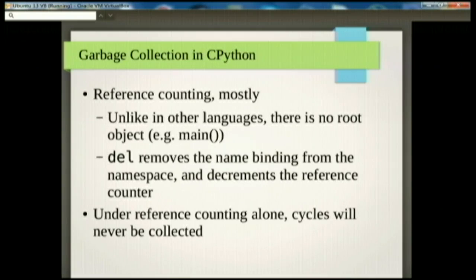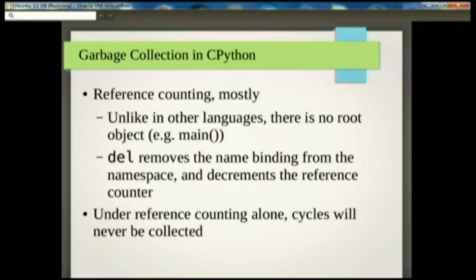And so there's a del keyword. And unlike, say, str or repr, del doesn't actually call dunder del. What del does is it removes whatever name is being given, so if you say del A, then it'll remove the A name binding from the namespace, and then decrement the reference counter by 1.